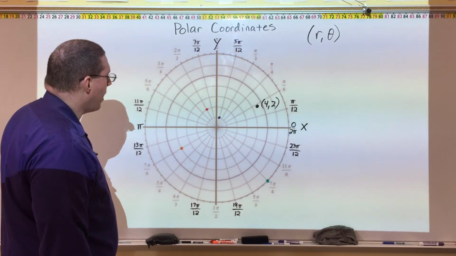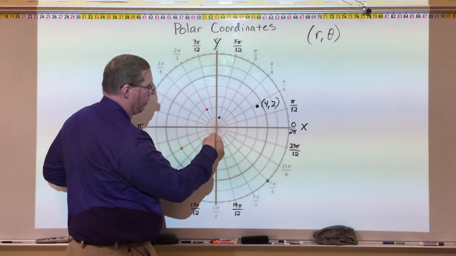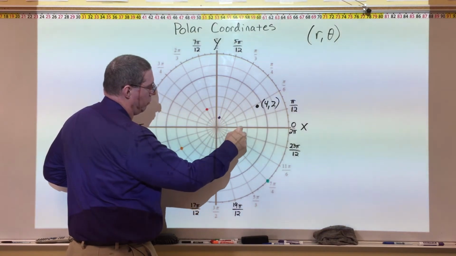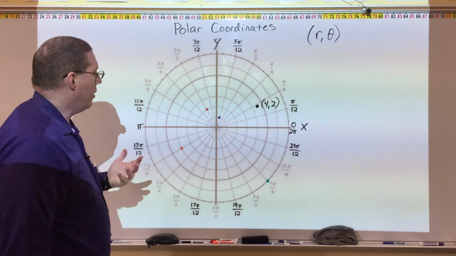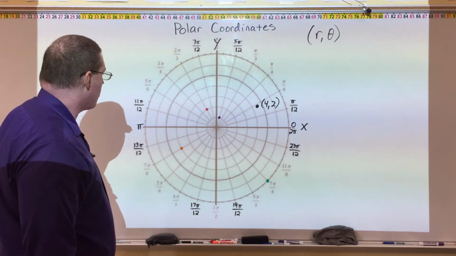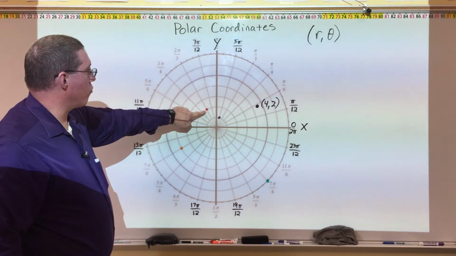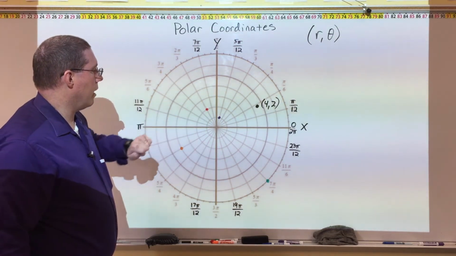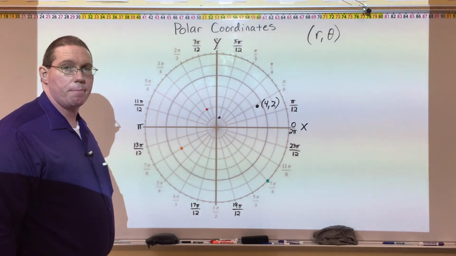And then the radii. I don't know how well you can see the circles, but this first circle is a radius of 1, the second one is a radius of 2, radius of 3, 4, 5, 6, 7, okay? And here's what I'd like you to do. I'd like you to start out identifying the polar coordinates of this red dot right here, okay? Why don't you pause the video, take a second, and see if you can figure it out.